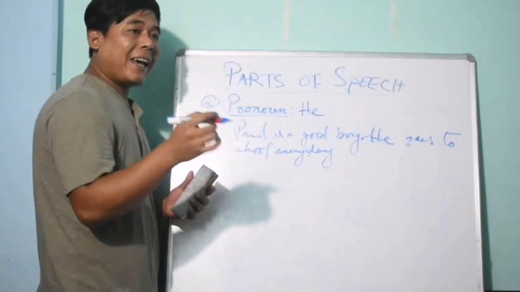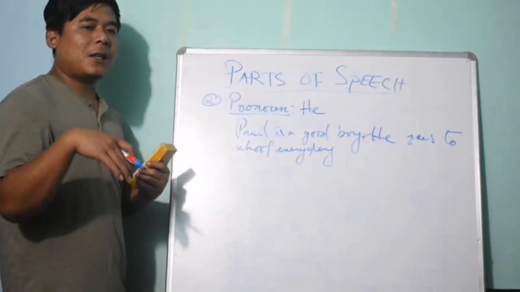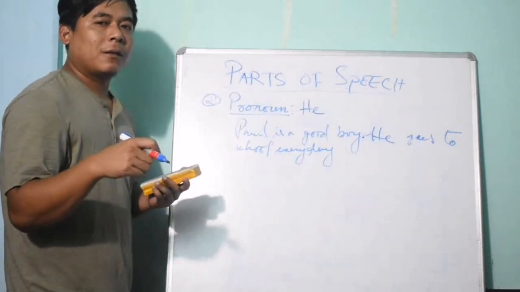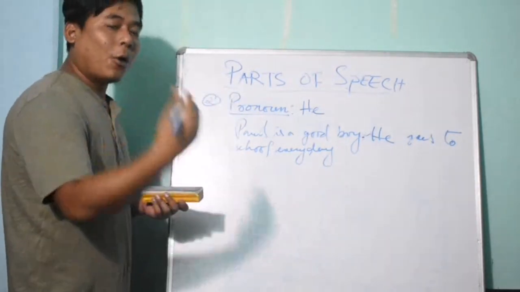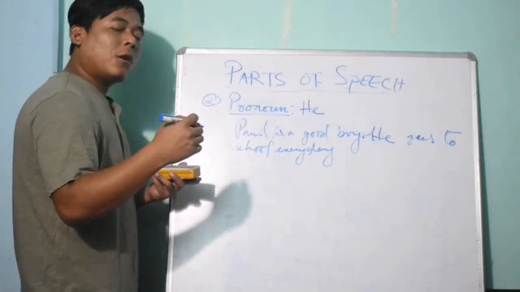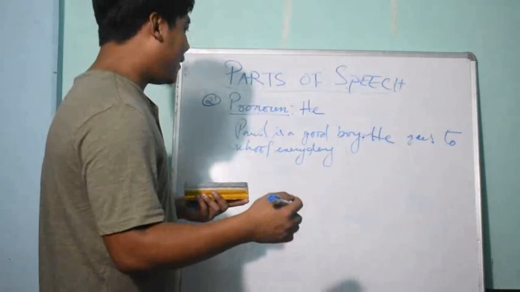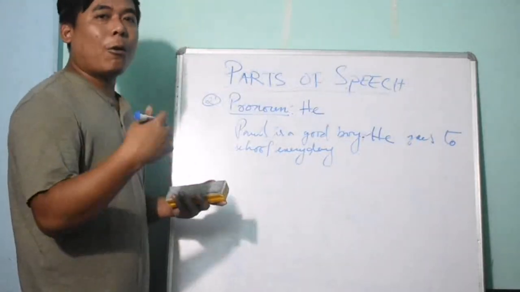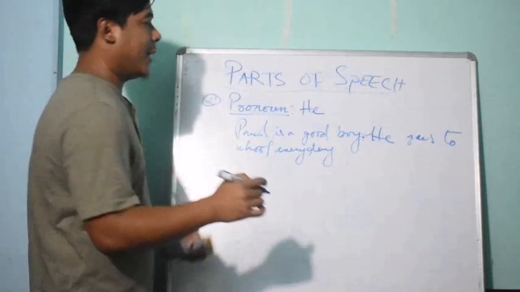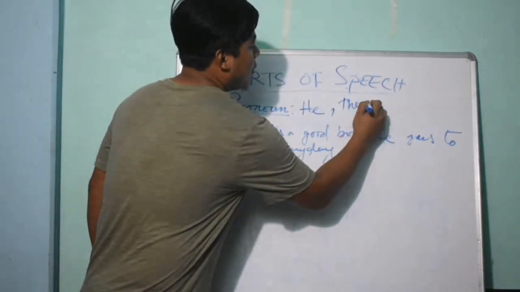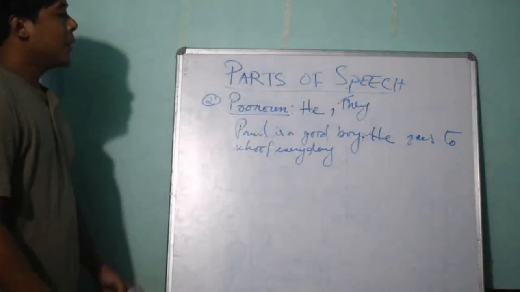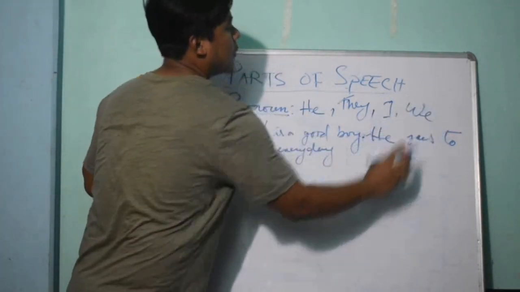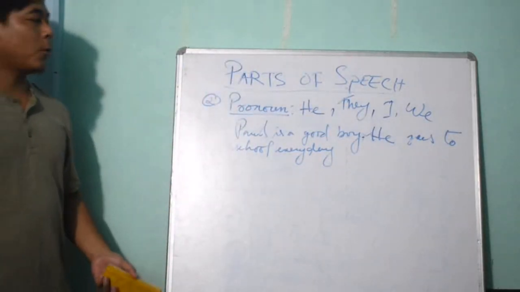So it can be they, them. The girls are naughty. The girls, what will I say? Give me a sentence. The girls are naughty. The girls do not obey their parents. So instead of mentioning the girls again and again, the girls are naughty, they do not obey their parents. So I'm using the word they. So the word they is pronoun. So another example will be I, we, and so on. So that is what pronoun is.